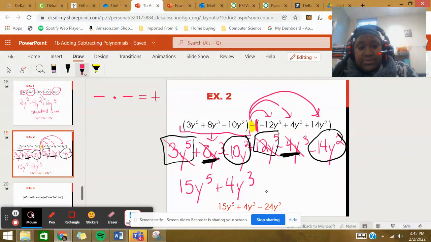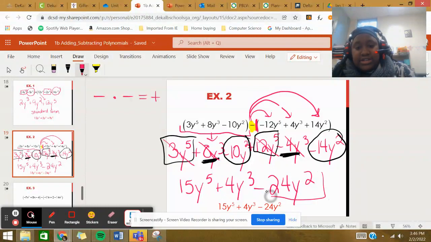So we have a negative 10y squared minus 14y squared. Remember, two negatives, one adding and subtracting gives you a bigger negative. So in this case, I actually have negative 24y squared. And if you don't believe me, double check in your calculator. So that's the final answer, guys, for example number 2.